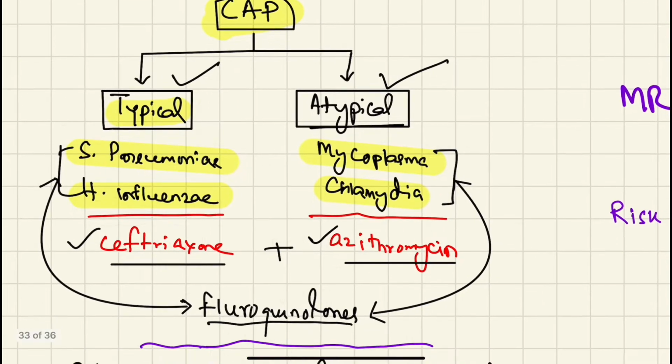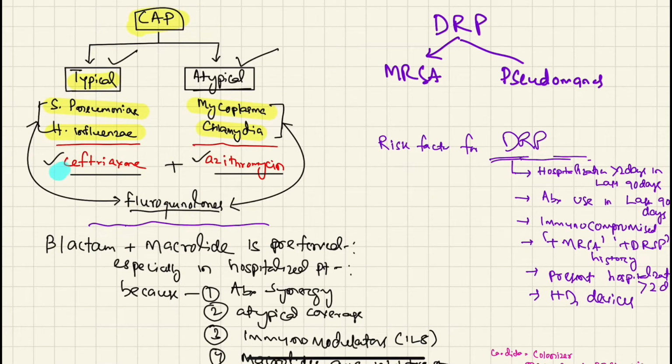We have ceftriaxone, that is a beta lactam, that will cover the typical, and we have azithromycin, that is a macrolide, that will cover most of the atypical organisms, right? Both of these activities, covering typical and atypical, can be done by fluoroquinolones too. So either we use the combination of beta lactams and macrolides, or we use monotherapy with fluoroquinolones. But what is better?